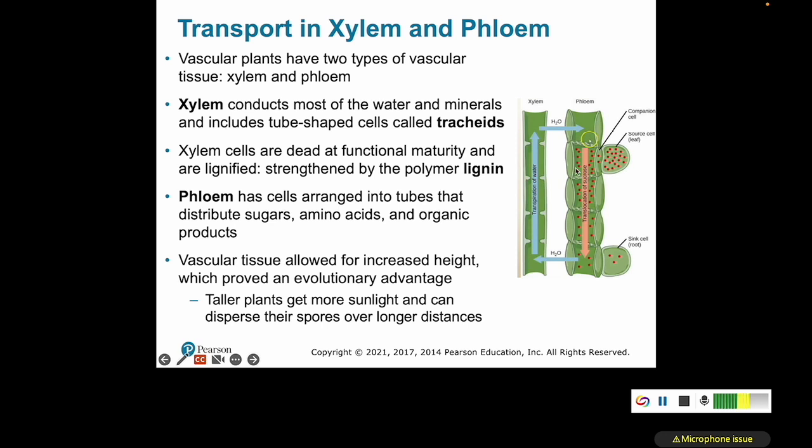Vascular tissue allows for increased height, which is an evolutionary advantage as taller plants get more sunlight. And also being taller means it's a little bit easier for those spores to disperse over longer distances. So those spores can travel to new areas that haven't been colonized by plants and have a competitive advantage to grow.